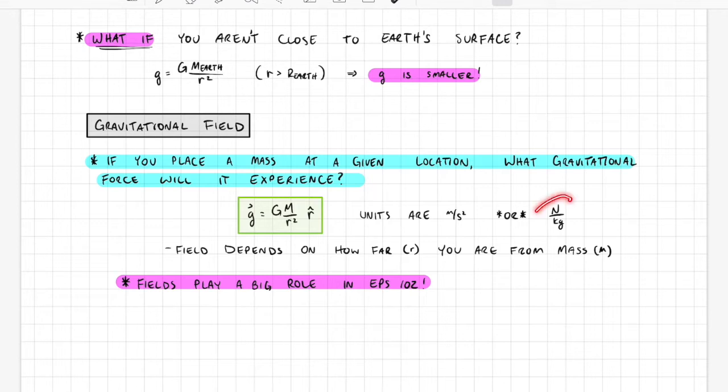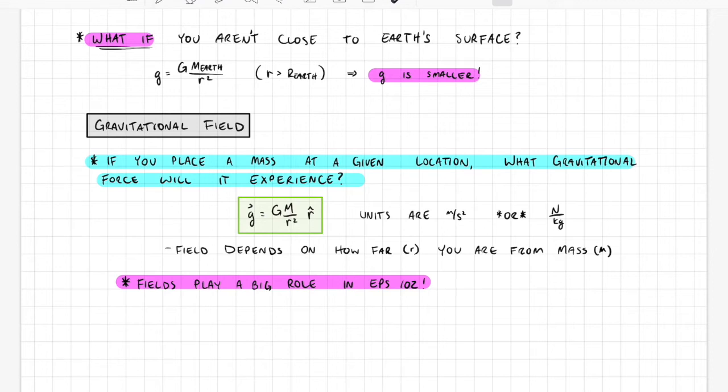But a slightly more useful unit, which is equivalent, is a Newton per kilogram. And then if you use this unit to think about the field, then it immediately becomes obvious that the field is a way to describe if you place a mass at that location, you'll get a certain force. Because basically you're just going to take your field and multiply it by a mass value, and when you multiply by that mass value, the kilograms will cancel, and you'll get a Newton's worth of force on the object that you've placed at that location.